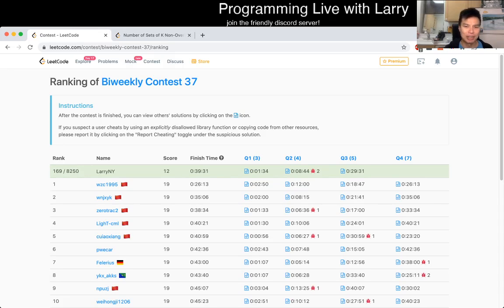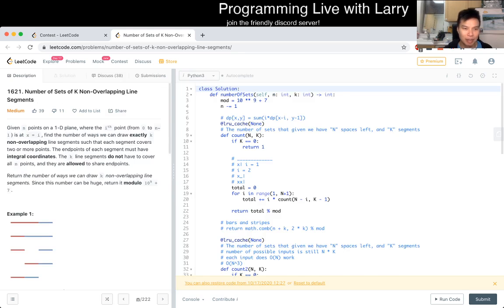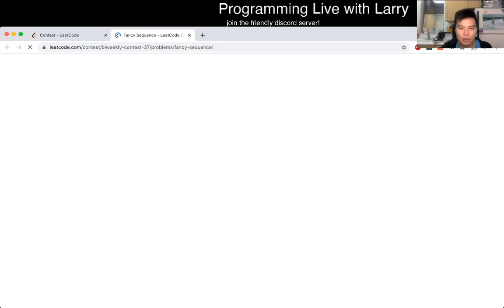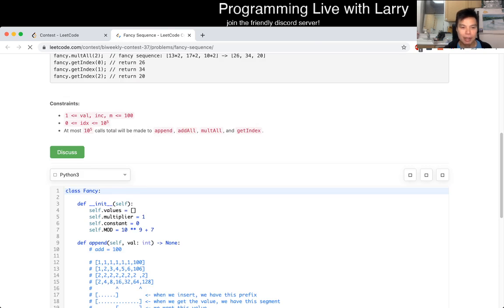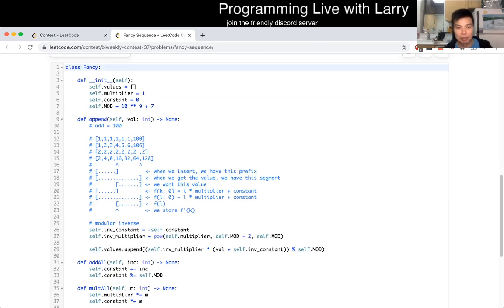This is me going over Q4 of the recent bi-weekly contest 37. Whoops, wrong one. This is me going over Q4, Fancy Sequence. I have a separate video on this problem on prefix sum and how to solve it with prefix sum.